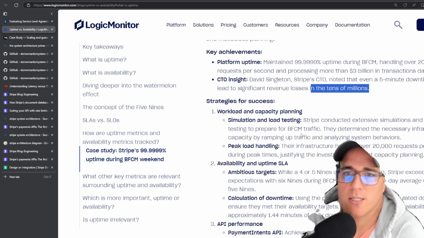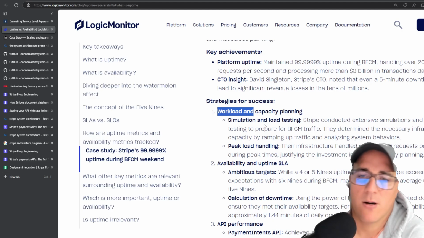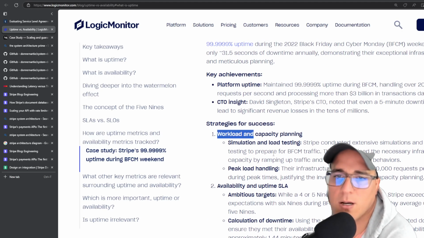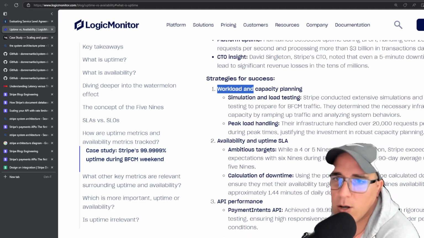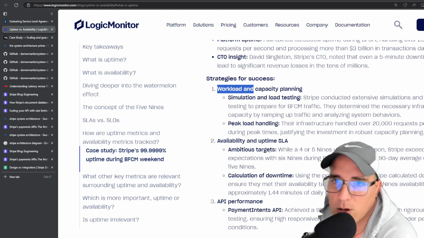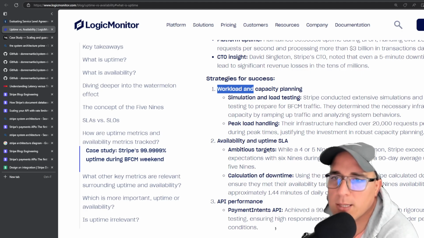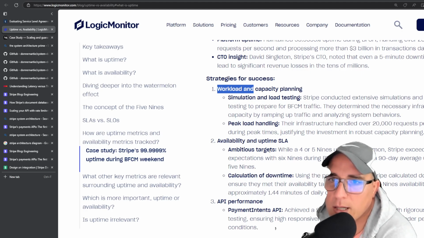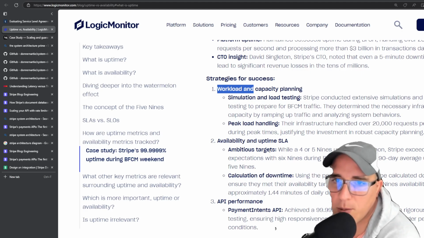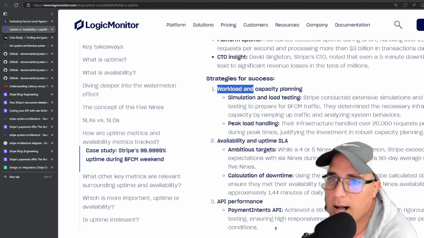A strategy for success: workload and capacity planning. Okay, I think these are important. We also talked about this. They simulated a lot and did a lot of testing. They did a lot of simulation and load testing, which means they simulated the load for the APIs. Stripe conducted extensive simulation and load testing to prepare for the BFCM traffic. They determined the necessary infrastructure capacity by ramping up traffic and analyzing system behavior.